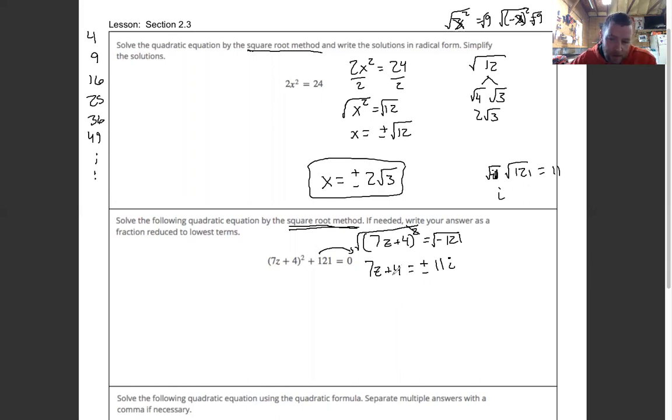To solve for z, you can move the plus 4 over by subtracting. So 7z, and again, this is i, so when I subtract 4, I can't subtract it from the 11i. It's two different terms. 7z is equal to negative 4 plus or minus 11i. And then I have to get rid of the 7, so I'm going to divide by 7. I'm left with z is equal to negative 4 plus or minus 11i, divided by 7.